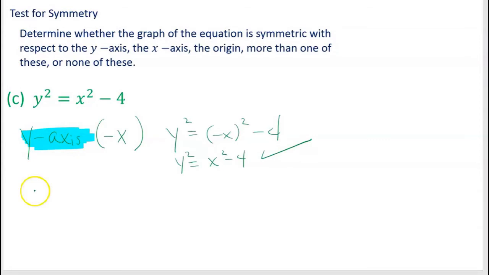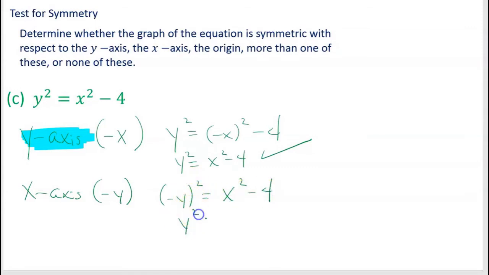Now, let's check our next one. Do we have x-axis symmetry? What is the rule? You substitute in negative y for y, and then simplify. So I'm going to have negative y all squared equals x squared minus 4. Negative y all squared is y squared equals x squared minus 4. Okay? And then does that match the original function? Sure it does. This is the first one we've run into that has both y-axis and x-axis symmetry. And then finally, we check both of them. Now, you may already have an opinion about this.